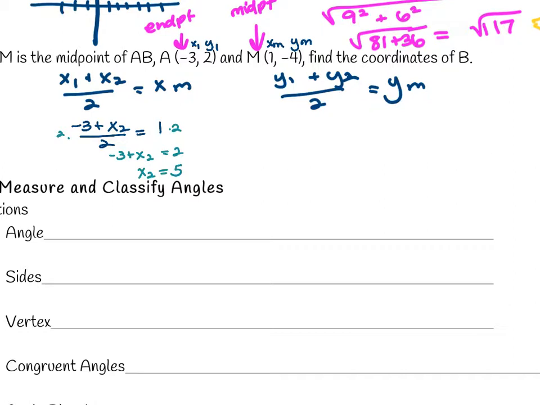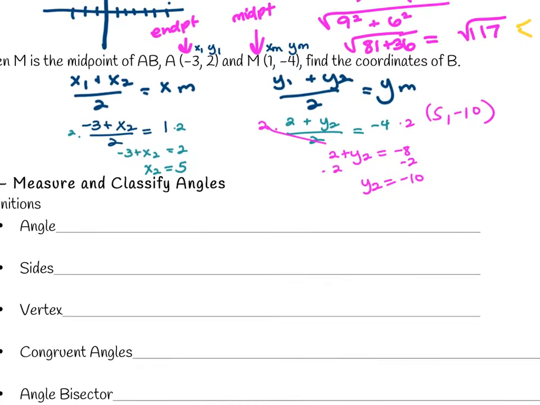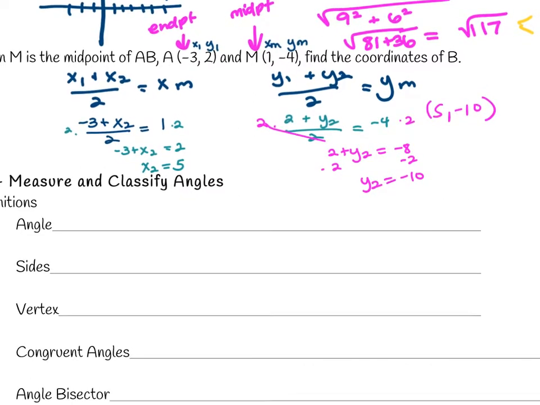Then I'm going to do the same thing with the y. So y1 is 2. y2 is what I don't know. Over 2 equals the ym, which is negative 4. Multiply 2 again on both sides. These cancel. Okay. Subtract the 2. And you get y2 is negative 10. So 5, negative 10 is the other endpoint. Questions?